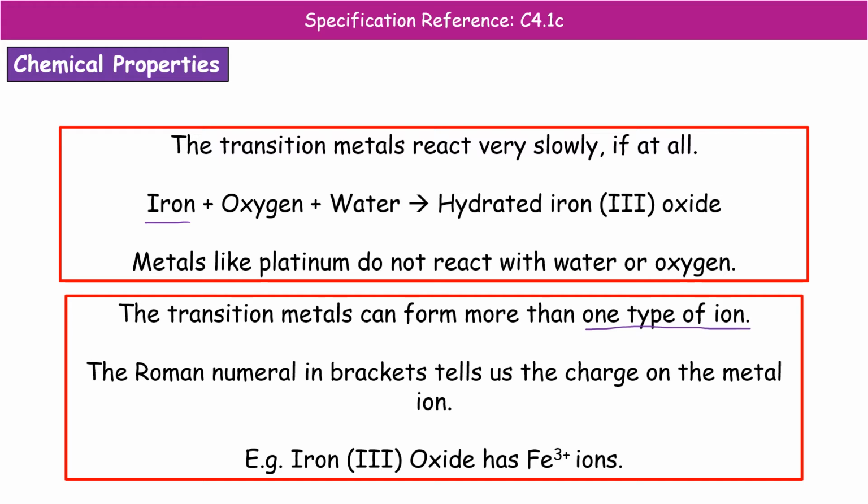Instead, the way that we know the charge on that metal ion is by looking at the Roman numeral that its name has. So in this case, we've got the Roman numeral for 3 in brackets. So that means we've got iron 3+ ions. Because there's the 3 in brackets, 3+. They're metals, they will always be positive. If it was only a 2, 2+. If it was a 1, 1+. 4, 4+. You get the idea.